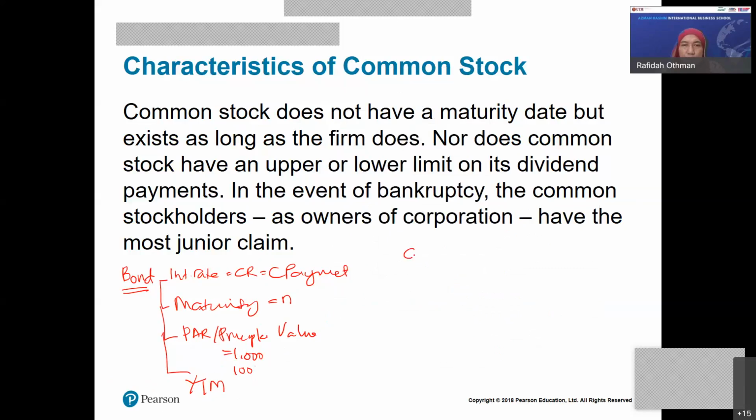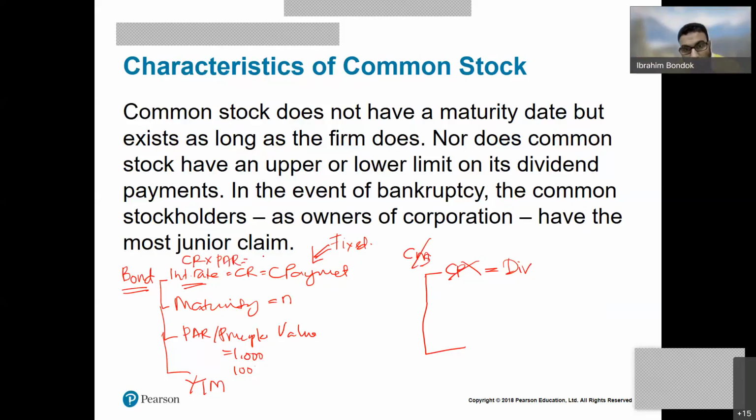Now in common stock, you don't have a coupon payment, but you have a dividend. What is the characteristic of the coupon payment? It's fixed, correct? It's fixed because it is based on the interest rate. To calculate it, you use the coupon ratio multiplied by par value. So this is the coupon payment.